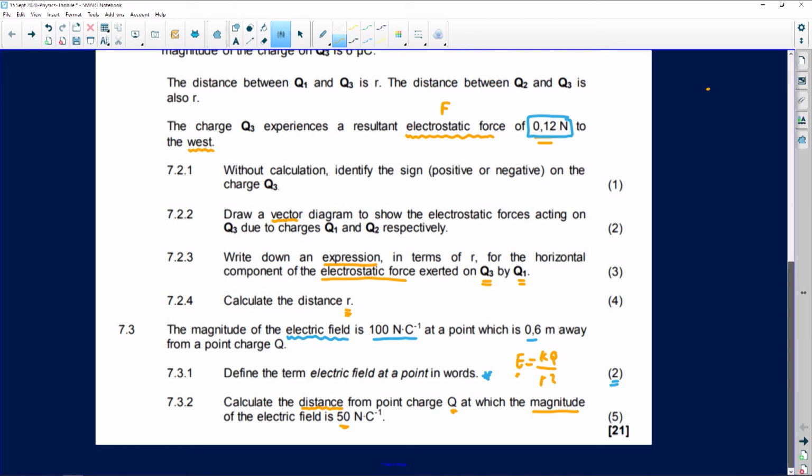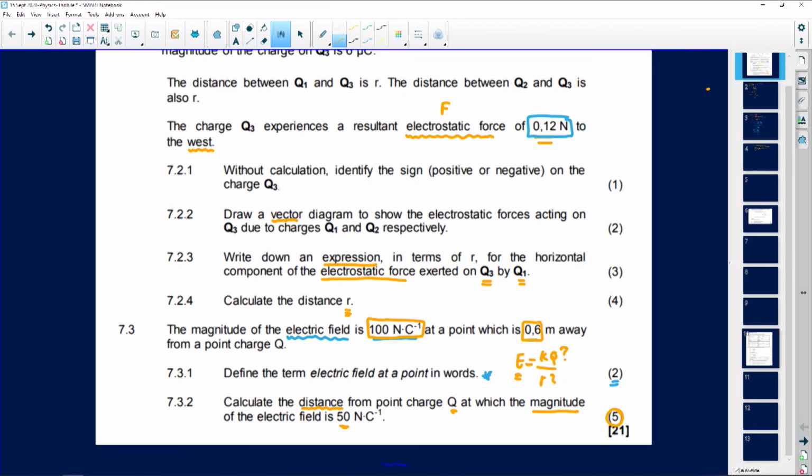I can go to my previous information. I've got the electric field, I've got the distance, so I must first find the charge of whatever they're talking about. Once I find the charge, I can then find the distance when the electric field is 50 nC to the exponent -1. It is for 5 marks, so in my head, I can already see two calculations. So I must first find the charge because it's unknown. I know the electric field and I know the distance, but they want me to find the distance when the electric field is 50. So two equations. So let's calculate that.